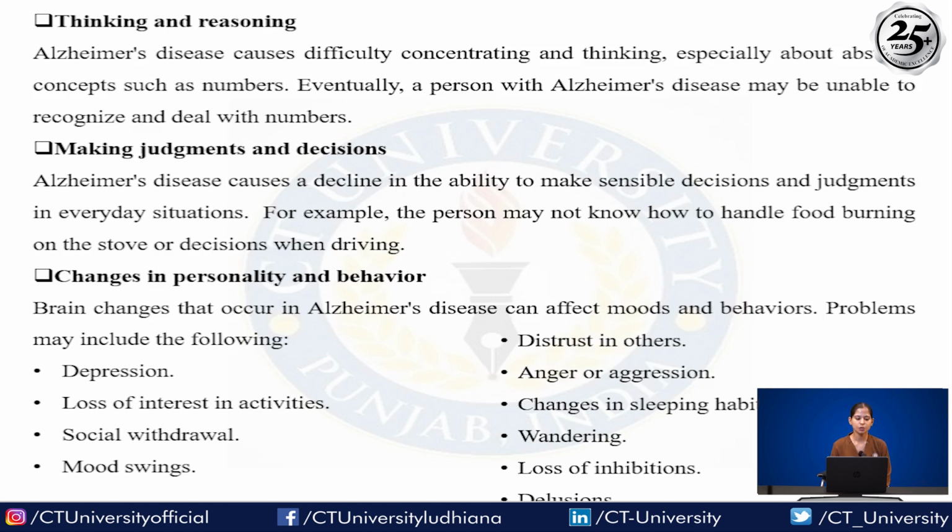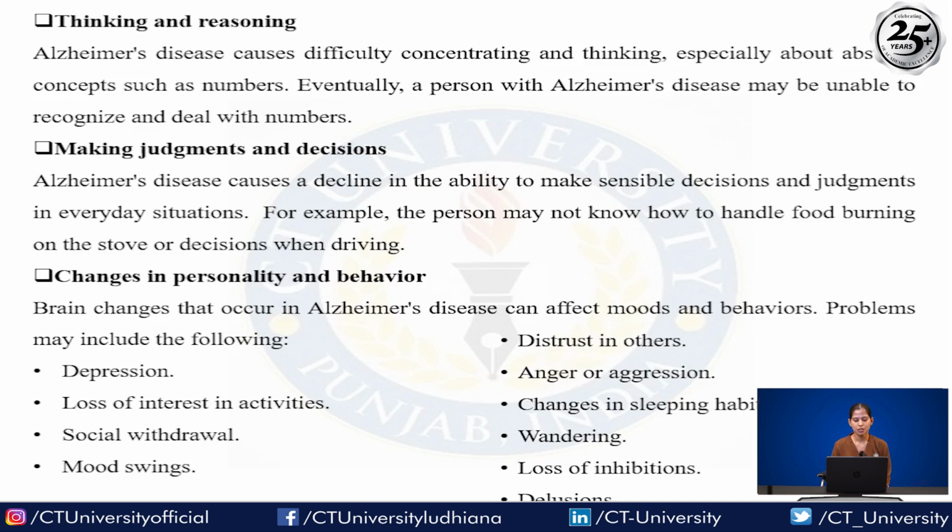Next, the symptom is making judgments and decisions. If the person is suffering from Alzheimer's disease, they have less ability to make sensible decisions or judgments in every situation. For example, the person may not know how to handle food burning on a stove or make decisions when driving. So in an Alzheimer's disease patient, the doctor advises avoiding driving because the person doesn't remember the exact place, the exact time, or the exact things in a car.